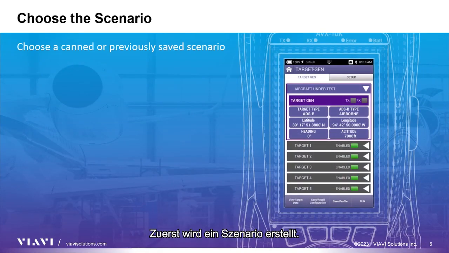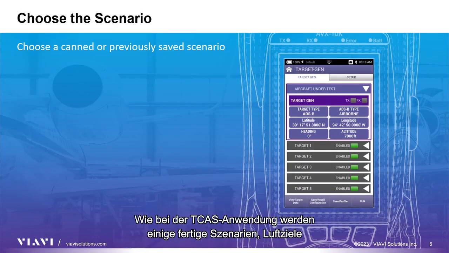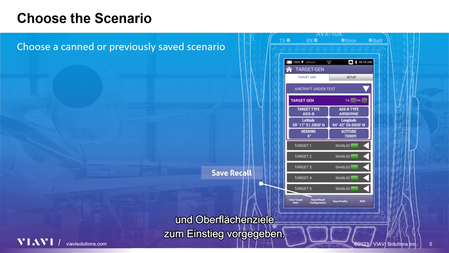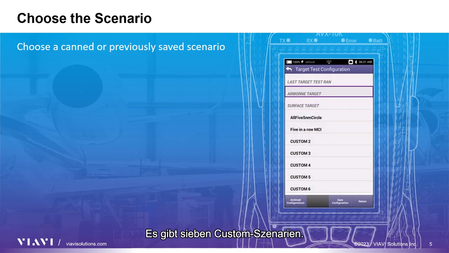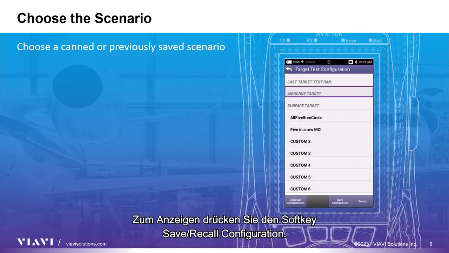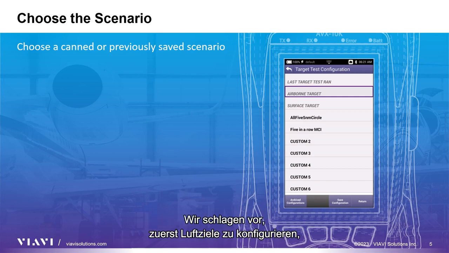The first step is to generate a scenario, and like the TCAS application, some CAN scenarios, airborne target and surface target, are provided to get you started. 7 custom scenarios can also be saved. Press the Save Recall Configuration button to view the provided scenarios. The suggested approach is to start with the airborne target configuration, make modifications to fit your needs, and then save the configuration.